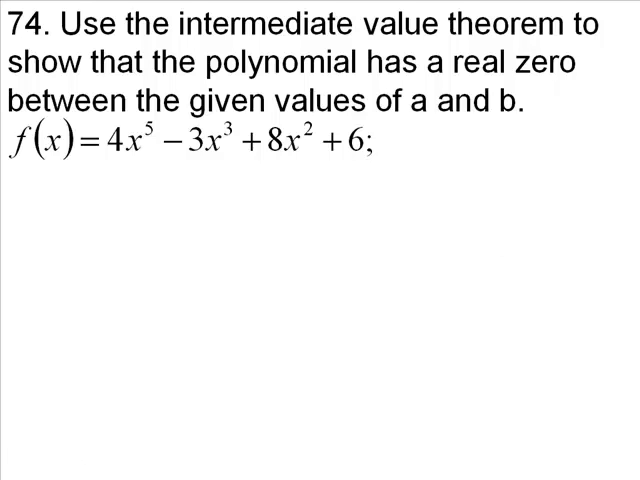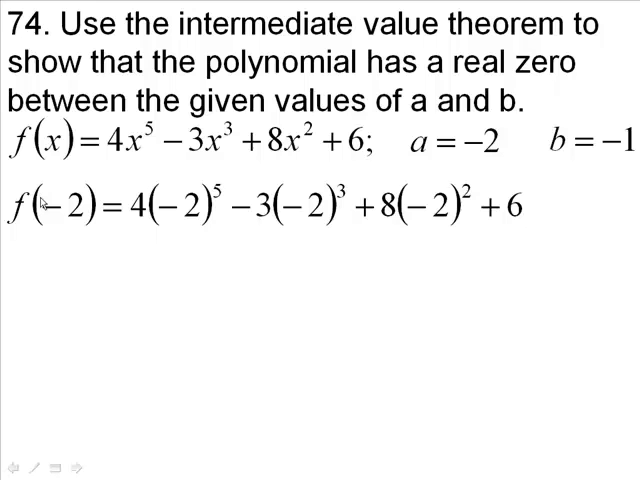Number 74. Use the intermediate value theorem to show that the polynomial has a real zero between the given values a and b. Now f of x is 4x to the fifth minus 3x cubed plus 8x squared plus 6, and they tell us a is negative 2 and b is negative 1. So we're going to find f of minus 2.